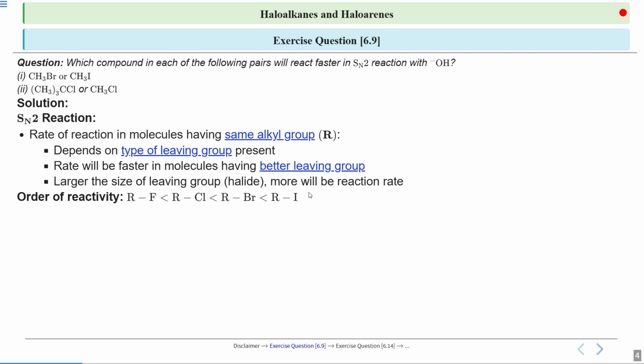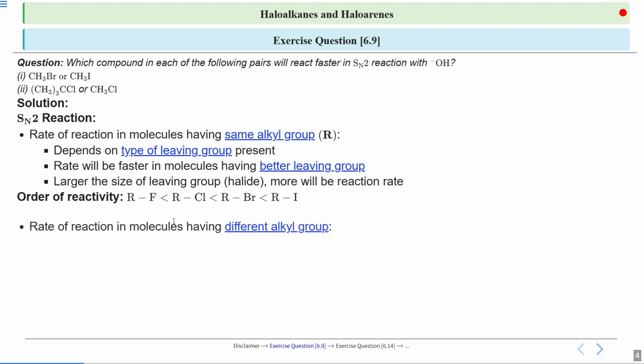It will show the highest reaction rate, because the iodide ion is a better leaving group due to its larger size, due to which the carbon-iodine bond will break easily.